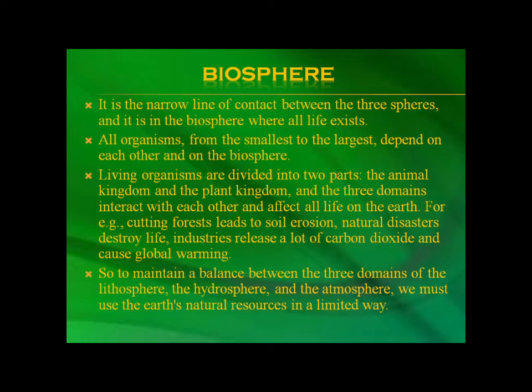For example, cutting forests lead to soil erosion, natural disasters destroy life, industries release a lot of carbon dioxide and cause global warming. So to maintain balance between the three domains of the lithosphere and the hydrosphere and atmosphere, we must use the earth's natural resources in a limited way. So what I told you, we have to reduce the carbon dioxide, we have to use the water carefully.